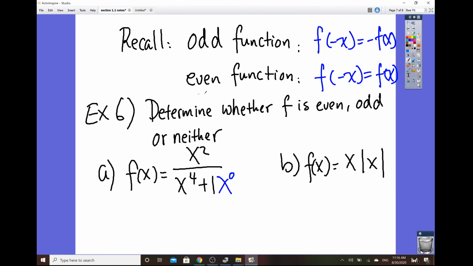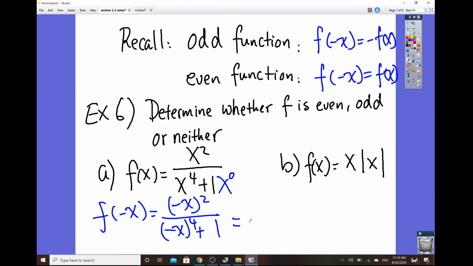So in order to find out that it's even, we need to satisfy f of negative x equals f of x. So f of x is given already. What we need to do is verify f of negative x. So negative x, quantity squared, over negative x, quantity to the power of 4, and then plus 1. And you may notice that negative x quantity squared is the same as x squared. And then negative x to the power of 4 is also the same thing, x to the power of 4. And then plus 1, so basically this one is the same as the original function. So therefore, f of x is even.